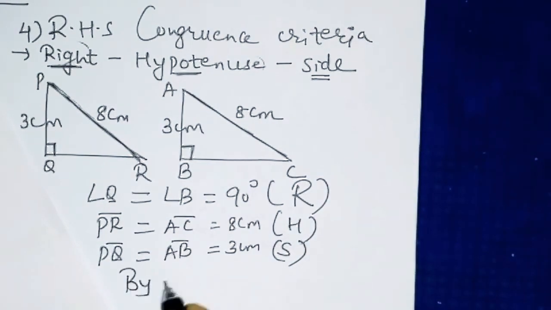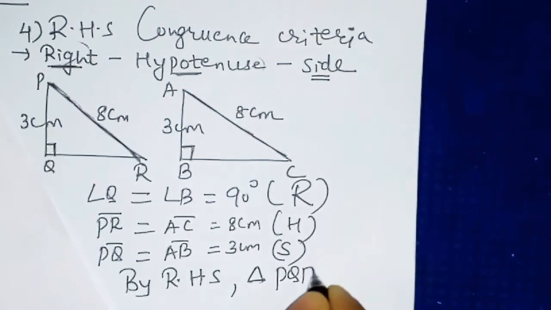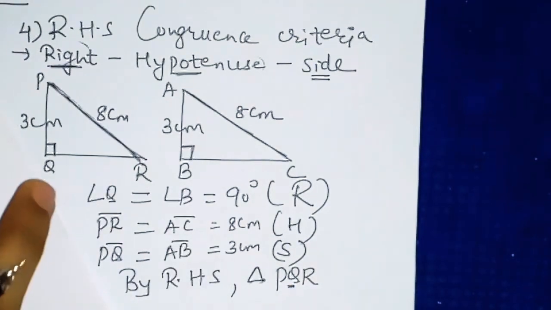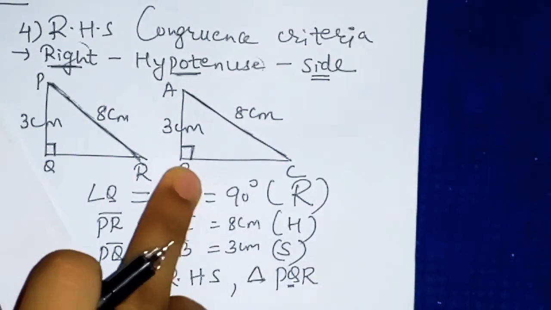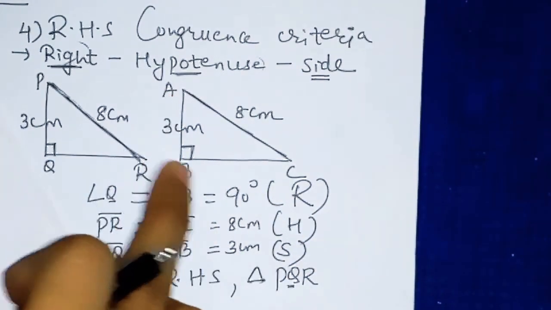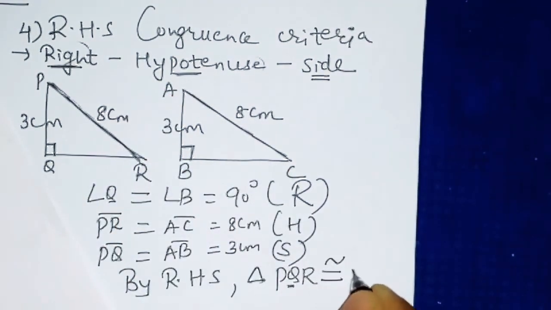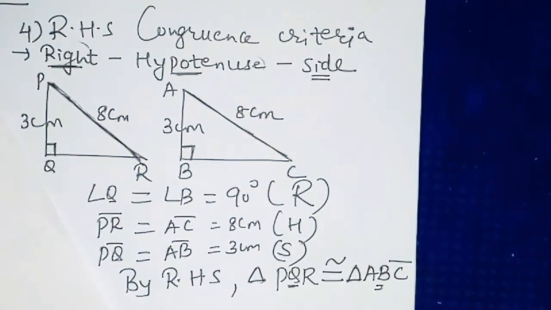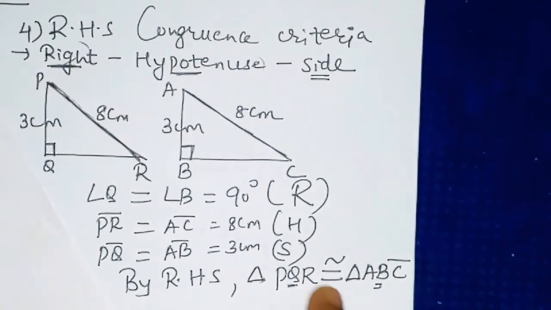So you can write the final statement that by RHS we can say that triangle PQR, this way PQR. The middle letter we are writing is Q, the right angle. Similarly here also you need to mind well the order. So ABC, that is congruent to triangle ABC. Here at Q there is 90 degree and here at B there is 90 degree. So when you name like this, you need to be very careful. So triangle PQR is congruent to triangle ABC. Why are they congruent? Because by RHS congruency criteria.